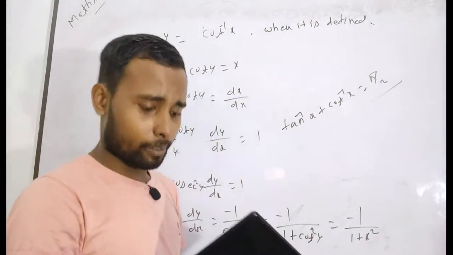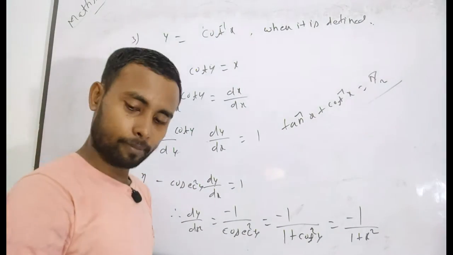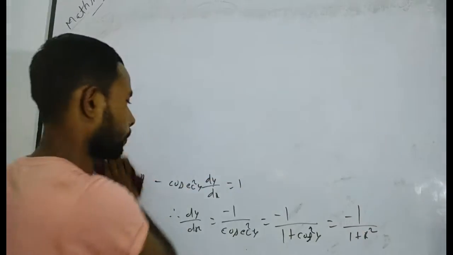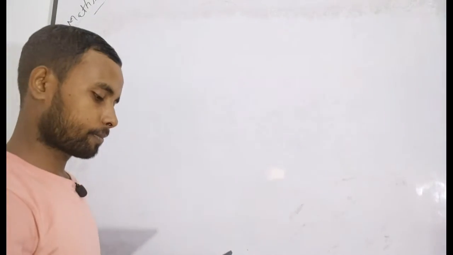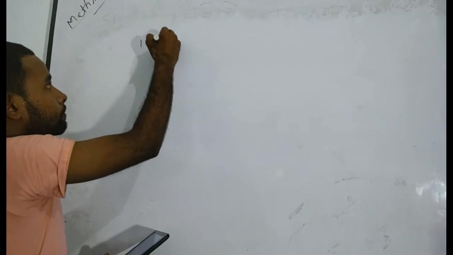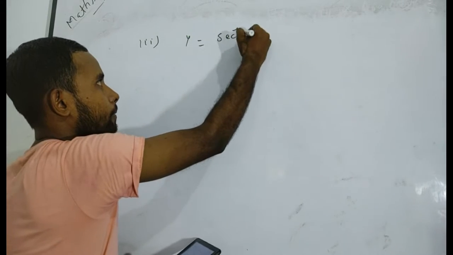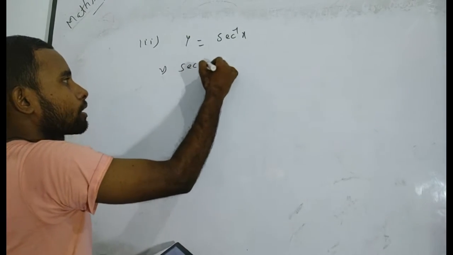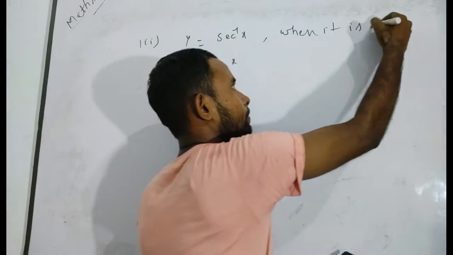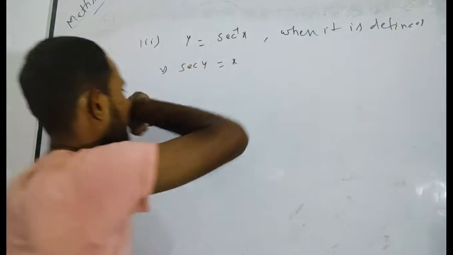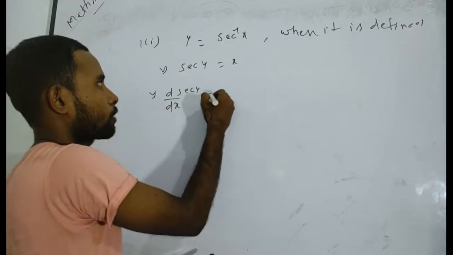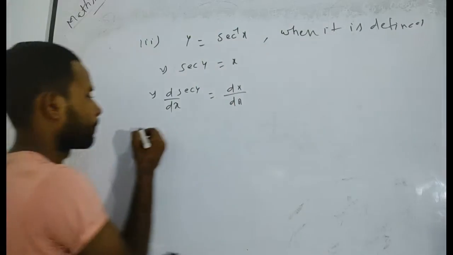And the next question will be y is equal to sec inverse x. That means, can you write sec y is equal to x? Write it down here. When it is defined, sec y is equal to x, that implies that after differentiating on both sides, you will get the derivative of sec y with respect to x is equal to the derivative of x with respect to x.